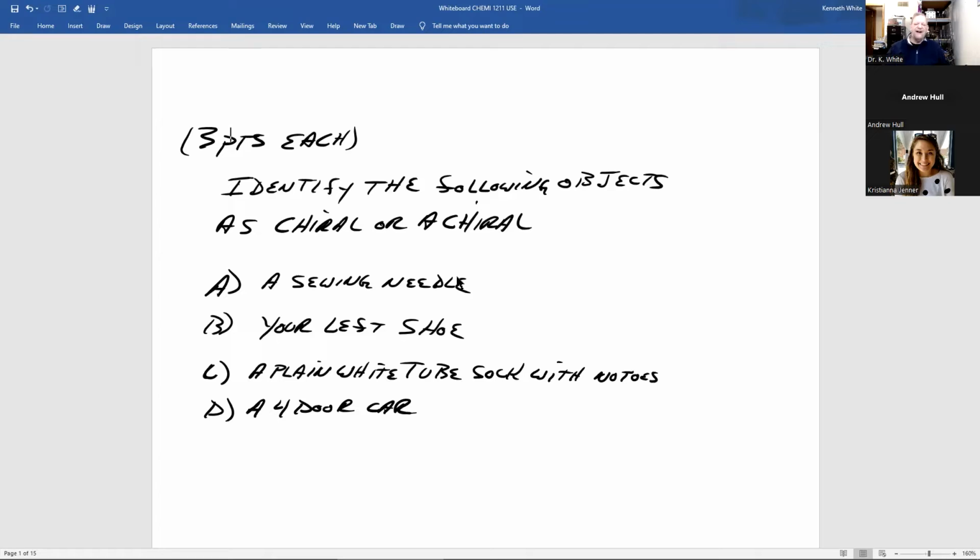Now, again, chiral means non-superimposable mirror image, and achiral means superimposable mirror image. And why don't you try these four?